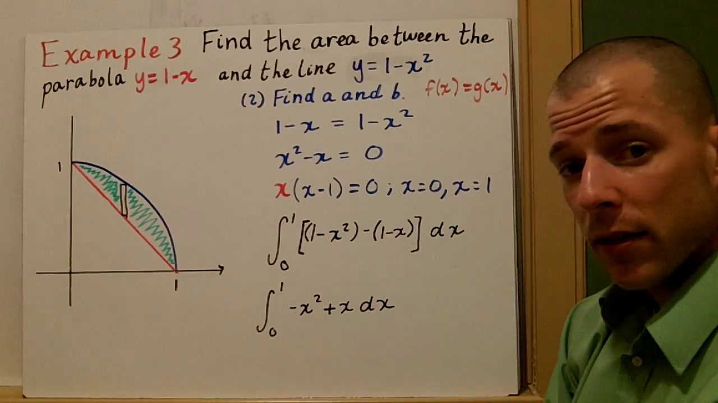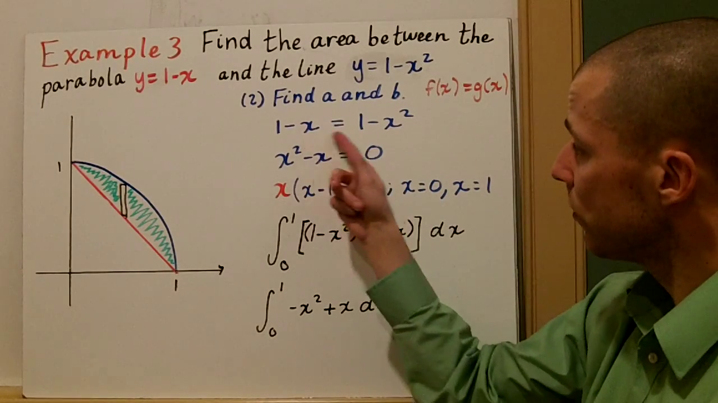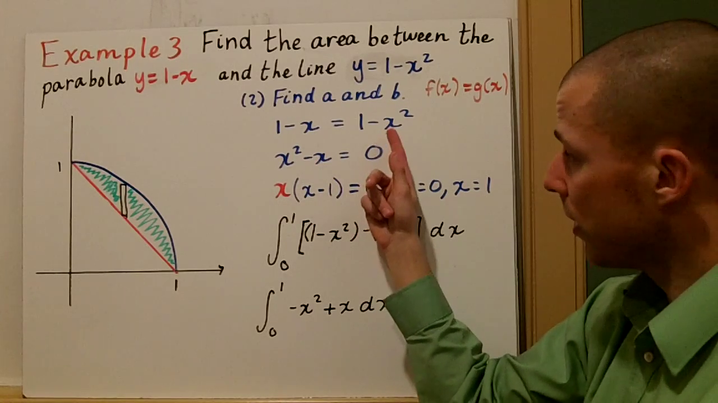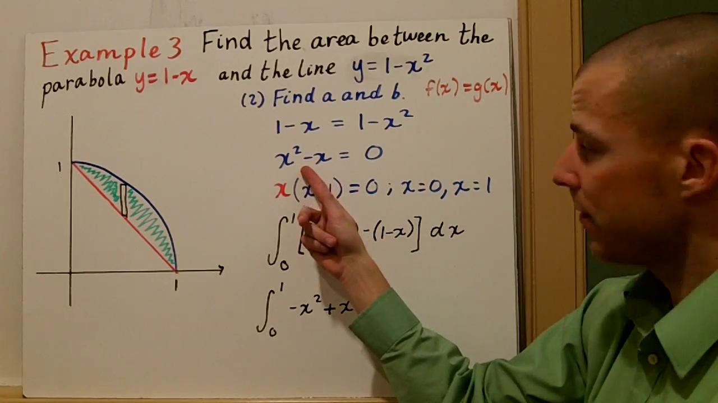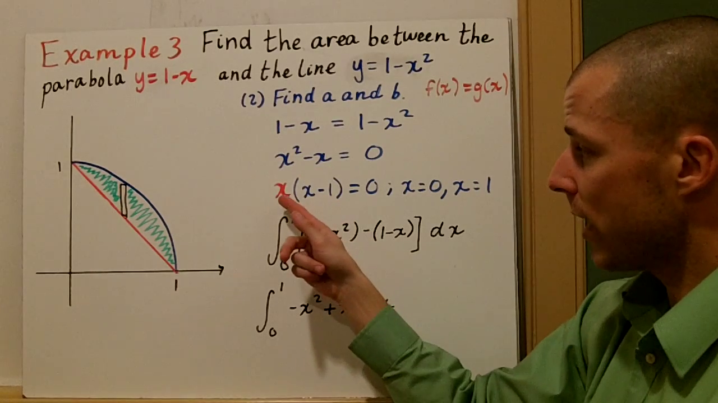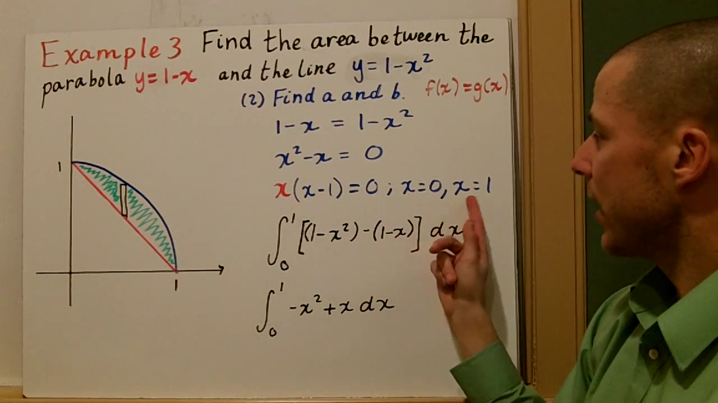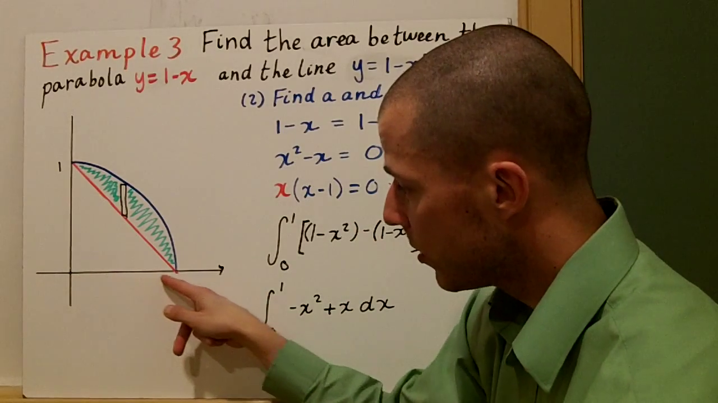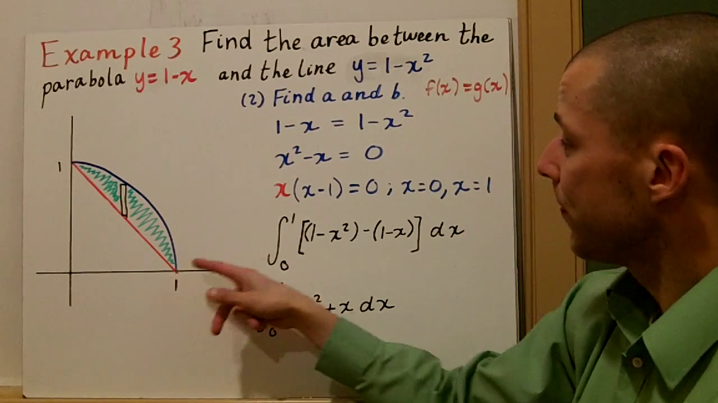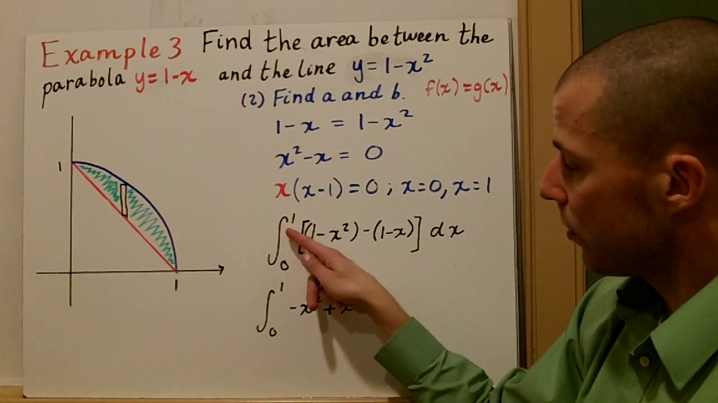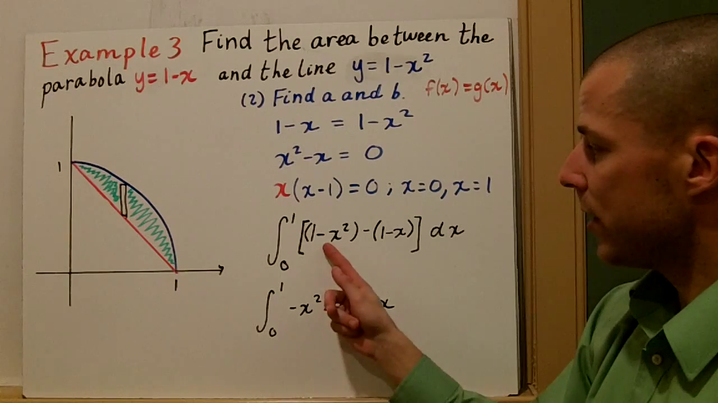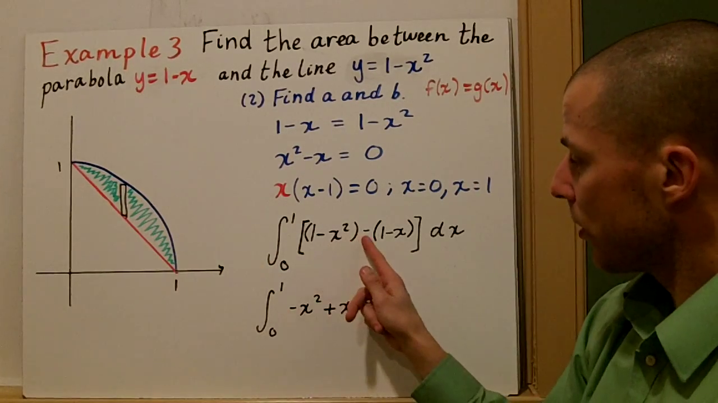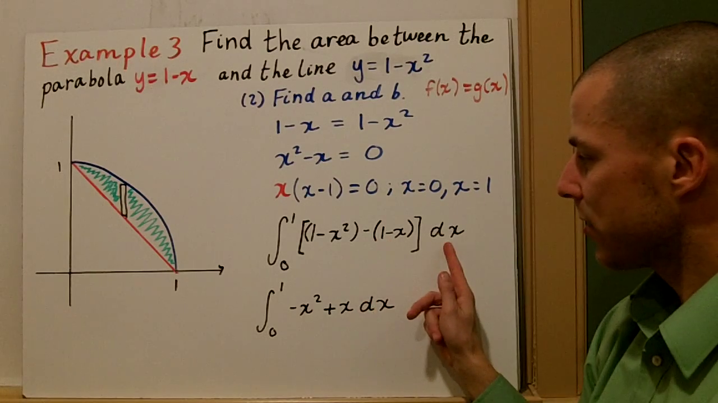When we find a and b, we set our two functions equal to one another. So there they are. And again, it's a quadratic. I actually bring the x squared piece over to make it positive and factor out an x. So x equals 0 and x equals 1 are my zeros here. So we're finding the area from 0 to 1. Okay? Now there's our integral from 0 to 1, but which function's on top? In this case, it's the blue function, the 1 minus x squared. And we're going to subtract off 1 minus x dx.